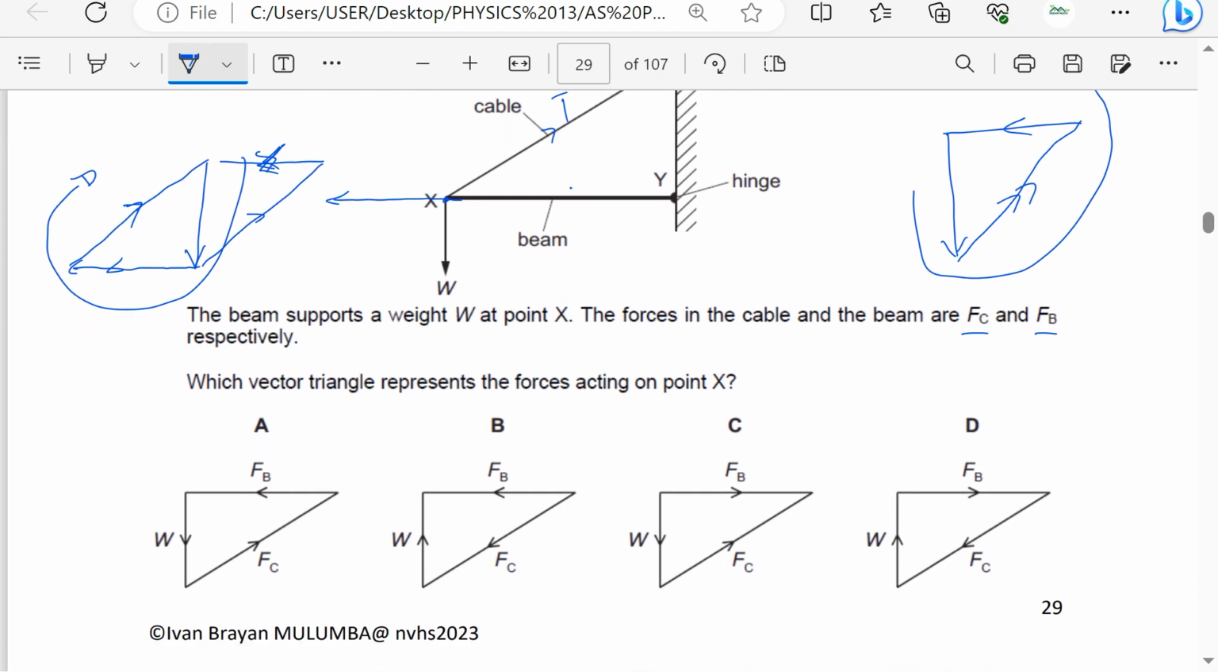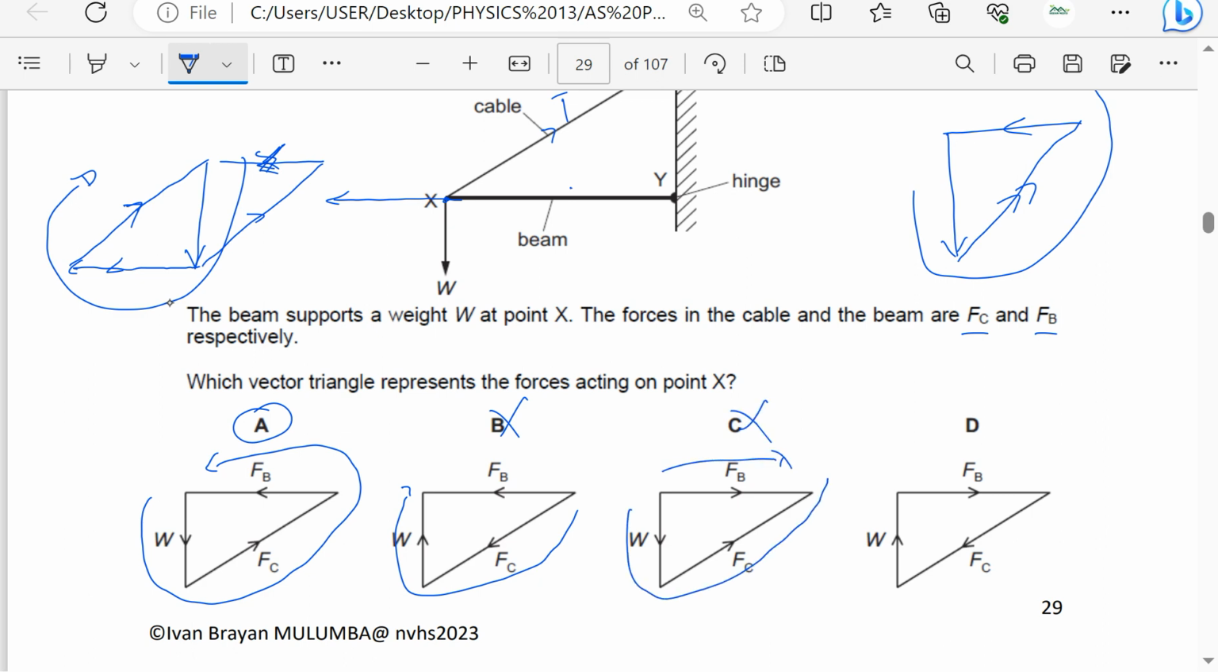So A is a closed triangle which is going like this. So I think the answer is A. Let's check B. B is not a closed triangle. This one goes like that, the other one goes the other way around. This is a closed triangle, but this has been reversed in direction, so that is wrong. So our answer is going to be A.